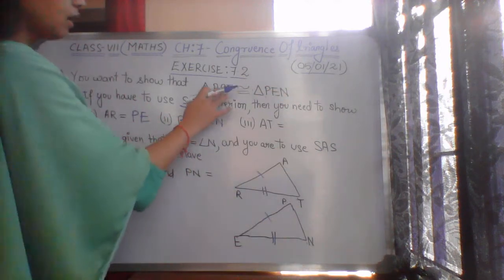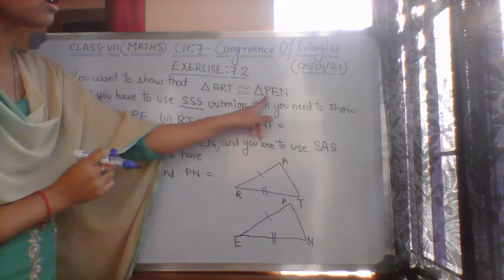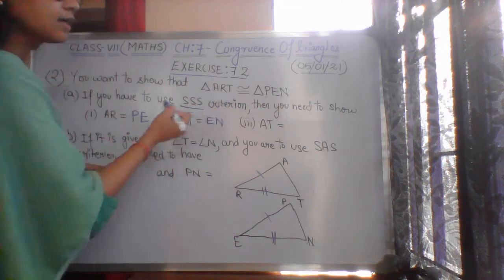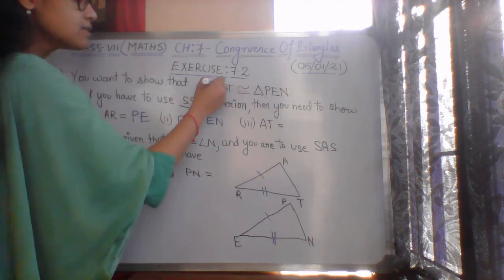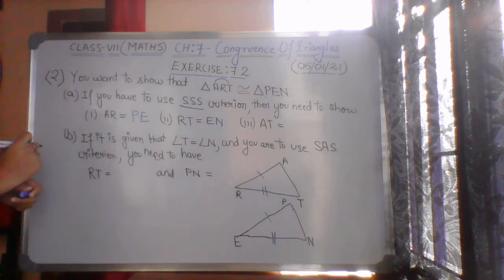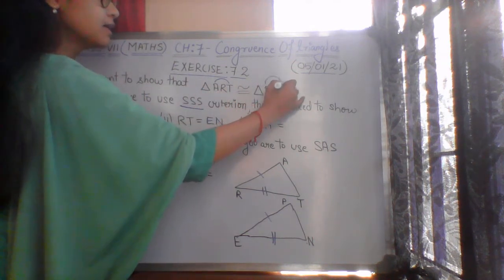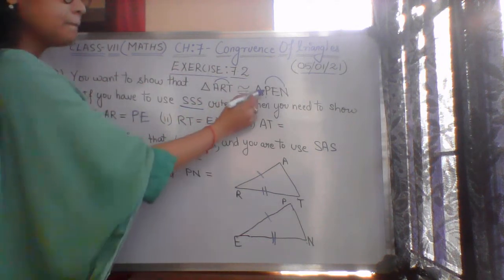See here, I have taken the first and second letter, so here also the first and second letter. Next, I have taken the second and third letter, so here also the second and third letter. Next is the first and third letter, AT. So here also I have to take the first and third letter. So AT should be equal to what? PN.